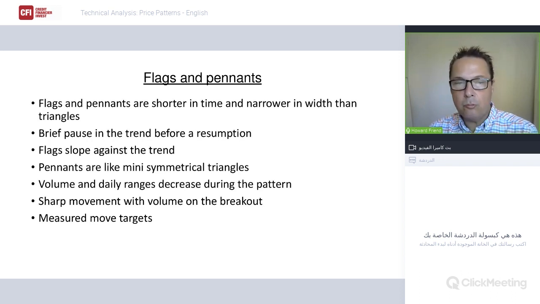And again, as I mentioned with volume, if you use volume in your analysis, you're looking for a decline in volume as the pattern unfolds. And as the market breaks out, you should see a sharp movement in price and a big increase in volume if you're looking at something like stocks or maybe futures. And once they're complete, you have your measured move targets.